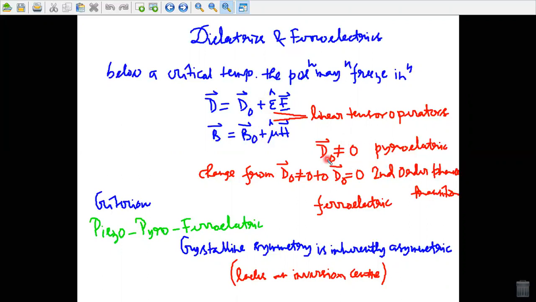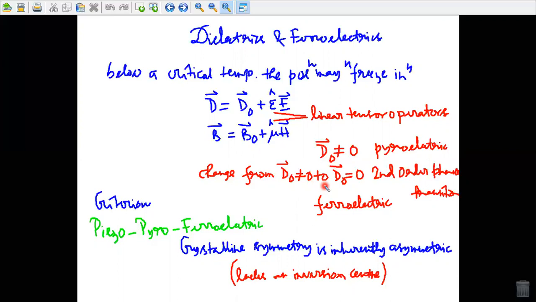If D naught is not equal to 0, the material is called pyroelectric, and the change from D naught not equal to 0 to D naught equal to 0 takes place through a second order phase transition, which I will come to later. The material is then called ferroelectric. For most materials, D naught equals 0. Even in the cases where D naught is not equal to 0, the value is very small. Materials for which B naught is different from 0 are called ferromagnetics, likewise in the case of ferroelectric materials.